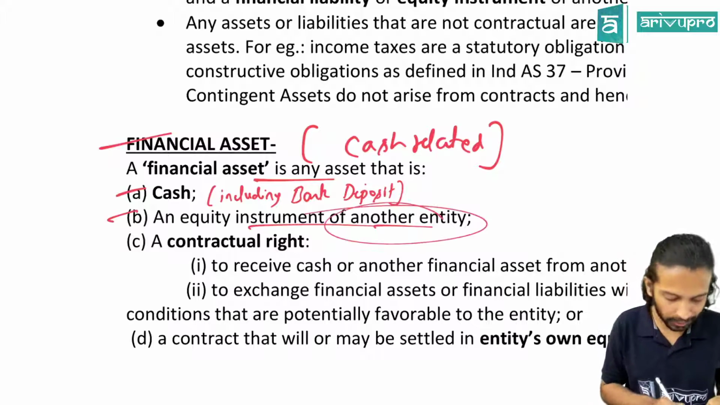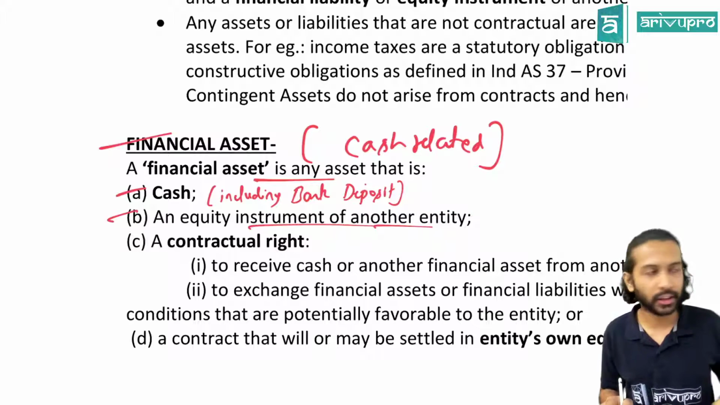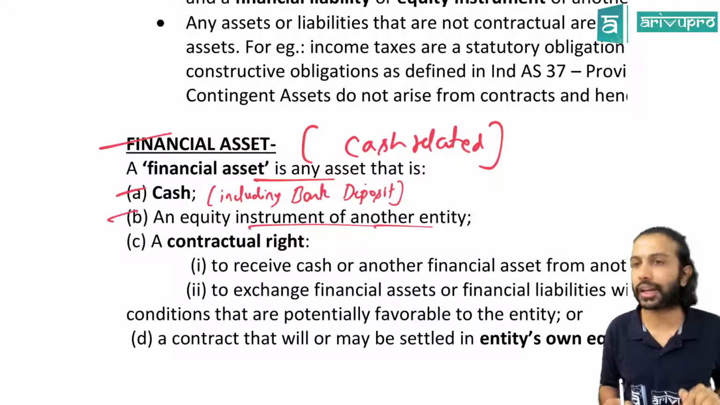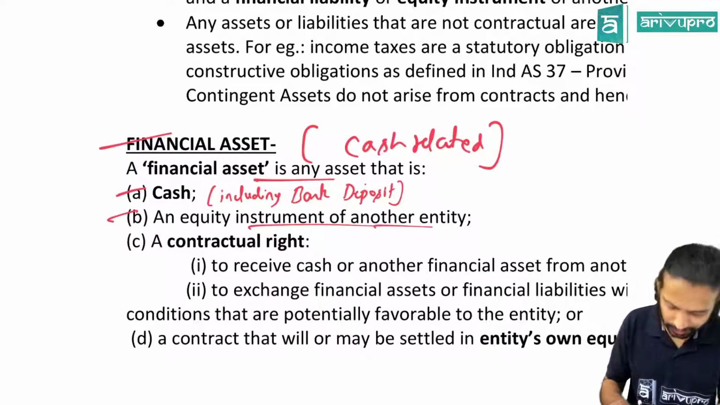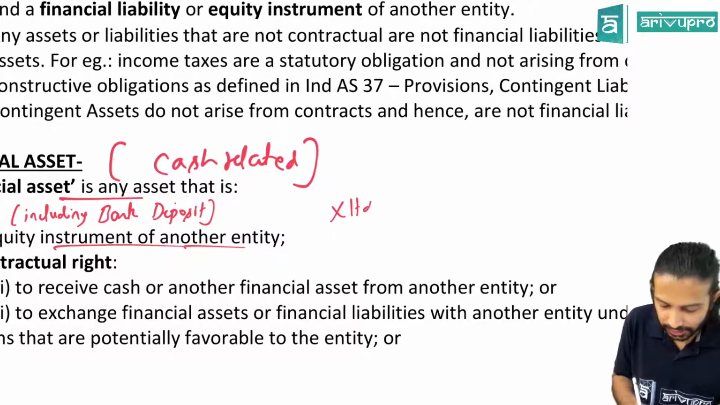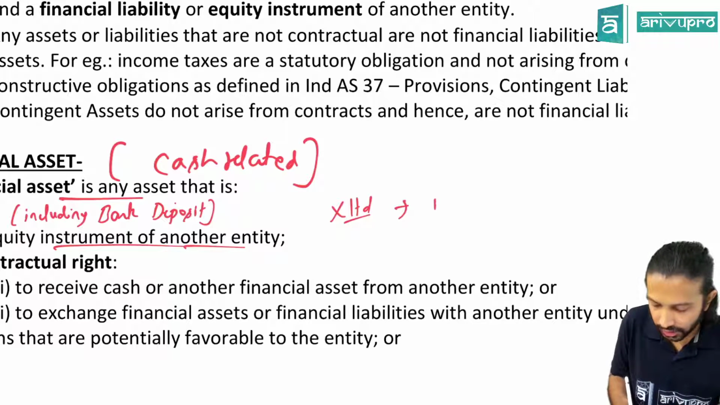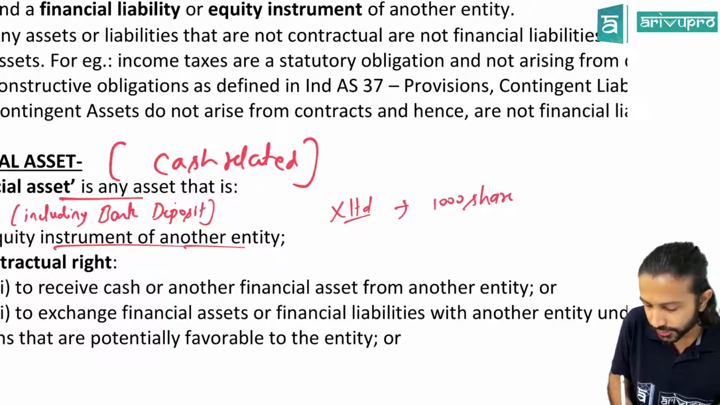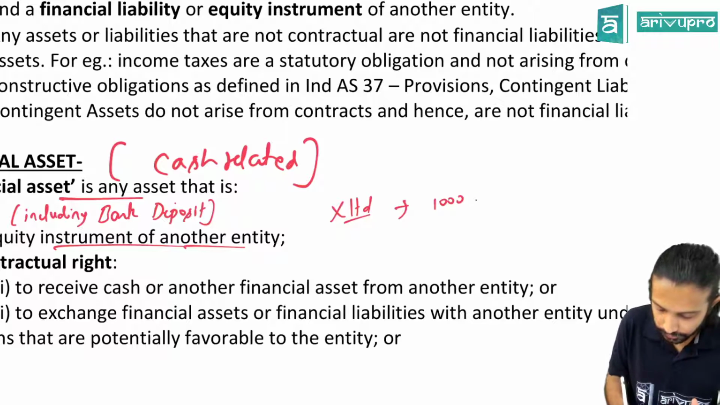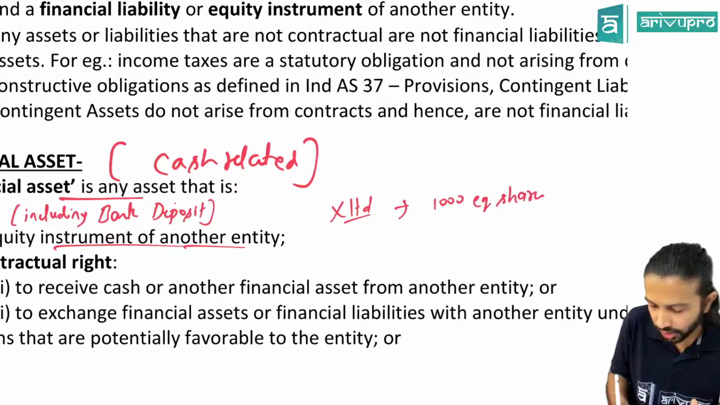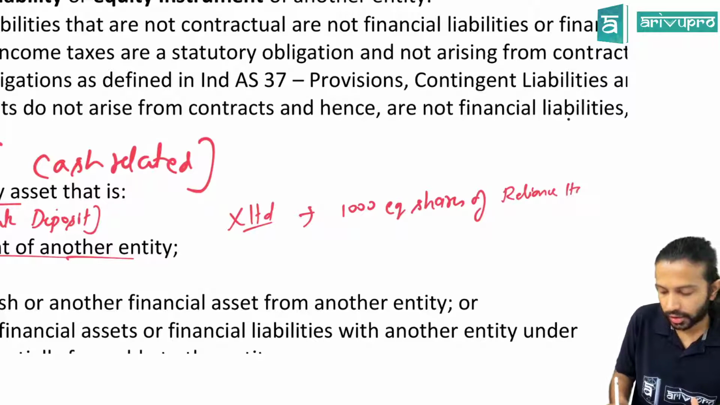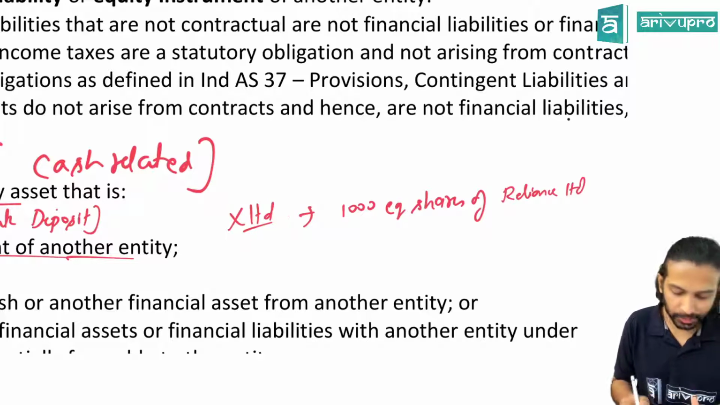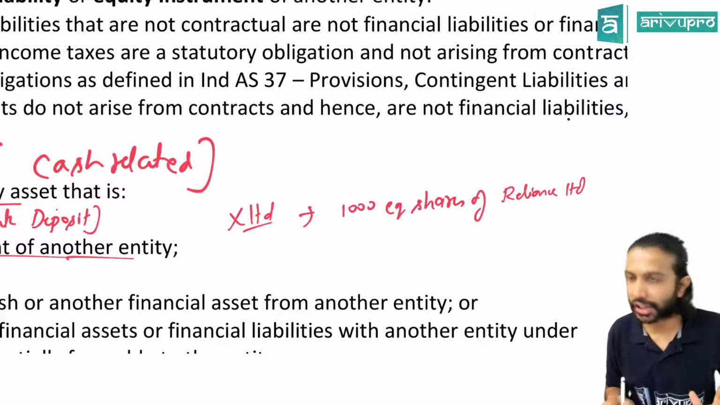Second one, equity instruments of another entity. This is specifically being brought in. This is not actually cash related. This is specifically included in financial asset. Equity instrument of another entity. That means what? Let's say X Limited, that is a company. They have 1000 equity shares of Reliance. Correct? It's an investment, sir. X Limited has invested in 1000 equity shares of Reliance.